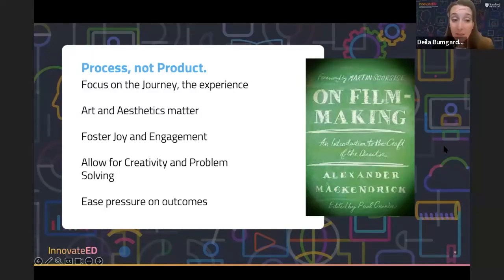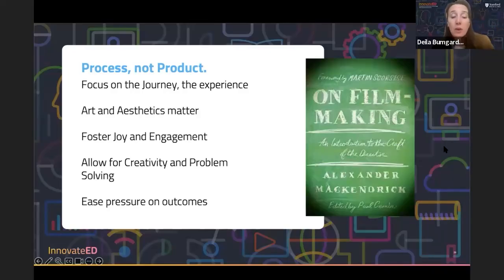And in doing that, in spending the time and the energy to give that part of the process its due, you tend to foster joy and engagement in that experience for a learner. Also, allow for creativity and problem solving and creative problem solving. This, ironically, I think is even more applicable when it comes to learning design than film design, because a learner and an instructor creatively problem solving together is a really strong form of engagement.